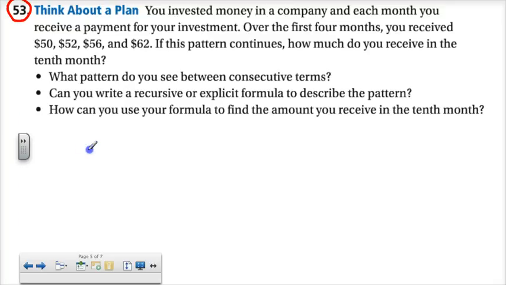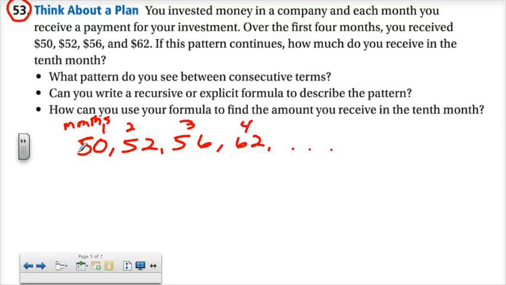So, a couple of ways to think of it. We've got 50, 52, 56, 62. And those were your first 4 months. So months 1, 2, 3, and 4. Kind of thinking of this as a table. And we notice here that the first month we're adding $2. Then $4, then $6. And recursively, we're going to the 10th one, so it wouldn't be really awful to just say, okay, I'm going to add 8, then I'm going to add 10, then I'm going to add 12, and go about it that way. And that's because the explicit rule for this one is not very pleasant.